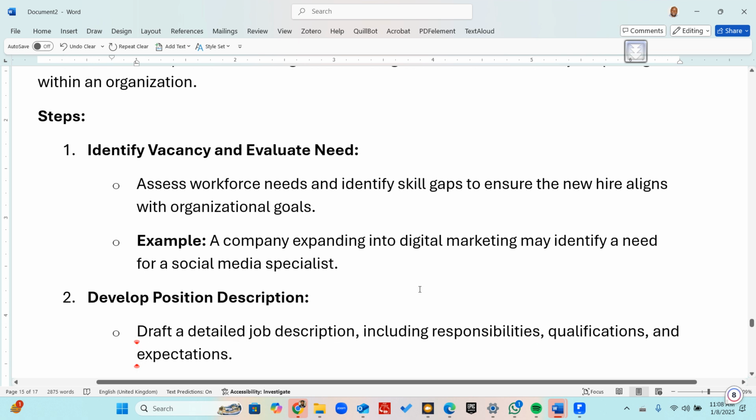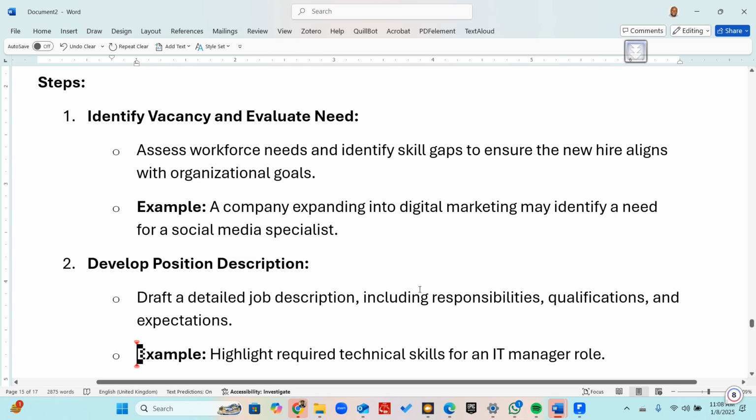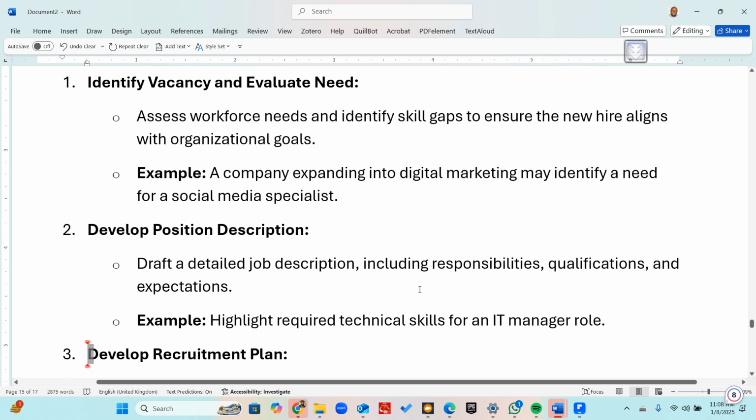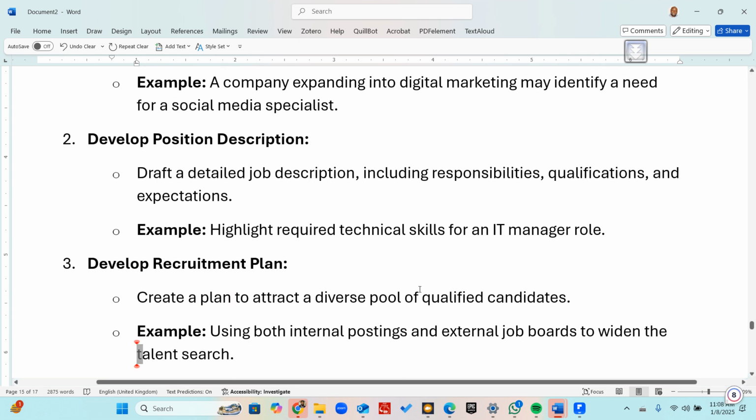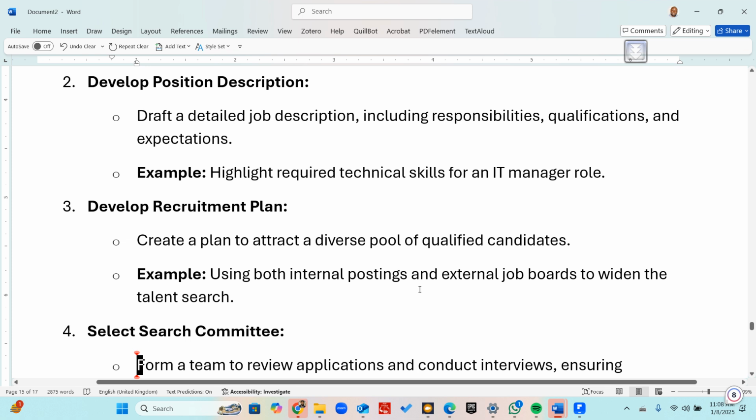Second, develop the position description, which in HR we usually call the JD, the job description. Draft the job description, including responsibilities, qualifications, and expectations, and highlight the required technical skills for the role, for example that of an IT manager. Three, develop a recruitment plan. Plan to attract a diverse pool of qualified candidates, using both internal postings and external job boards to widen the talent search.